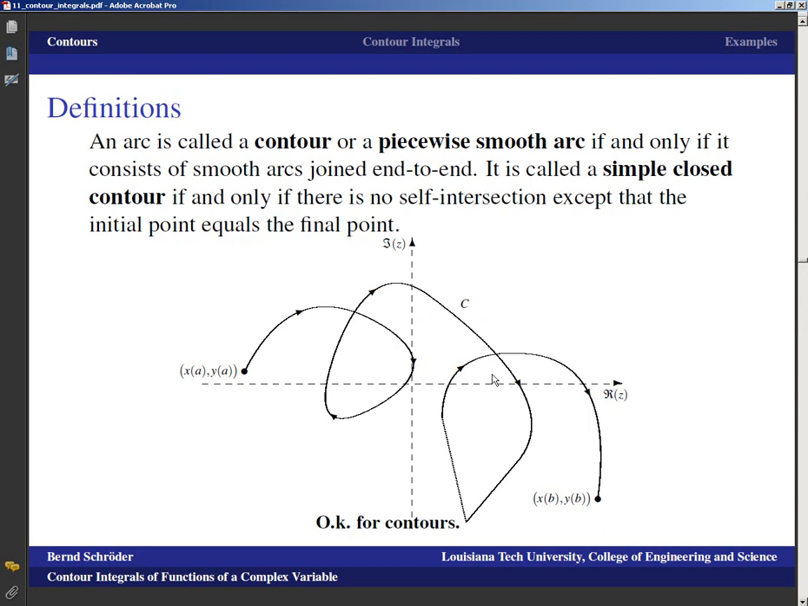Note that this contour is neither simple nor closed, because it has a self-intersection, and the starting point and ending point are different from each other.